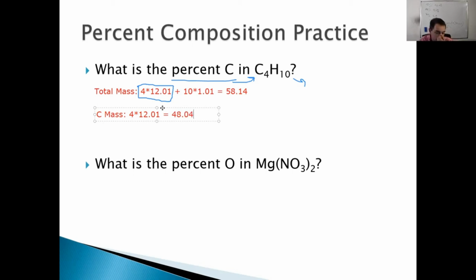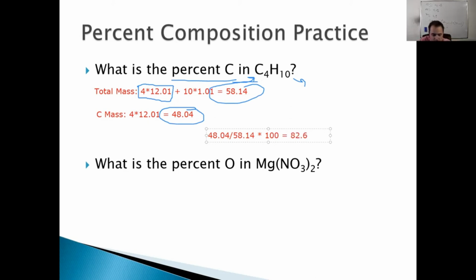48.04. Now I can get the percent of the total mass that comes from the carbon. Take the mass from the carbon, divided by the total mass, multiplied by 100, and you'll be there. So it's going to be 48.04 divided by 58.14. And then to make it a percent, you just multiply by 100. So if we do that, 48.04 divided by 58.14 times 100, that's going to be 82.6.